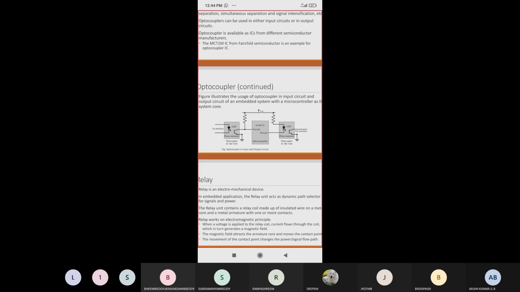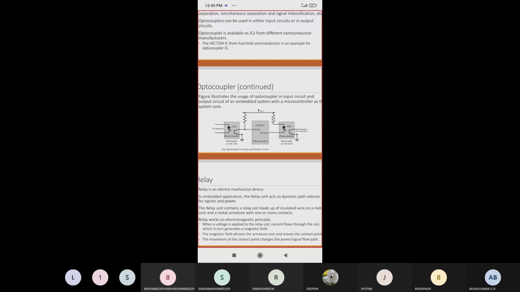See, this is a port pin. There are two port pins given. The same optocoupler IC will be represented by MCT2M. So if you type IC MCT2M, that is your optocoupler. Both ICs are connected to both the input and output port. This is the way to make the connections.